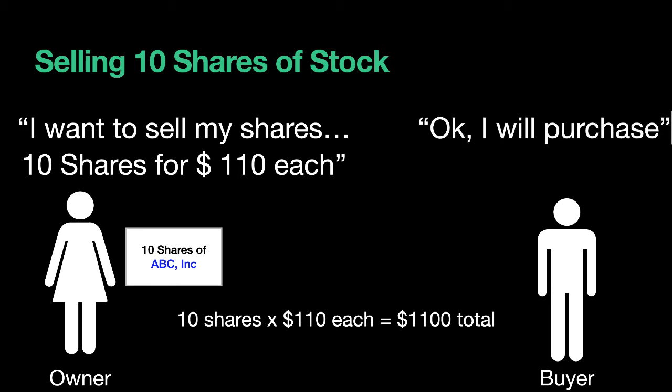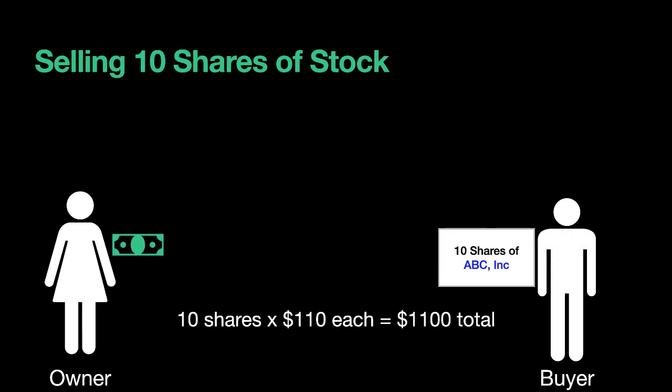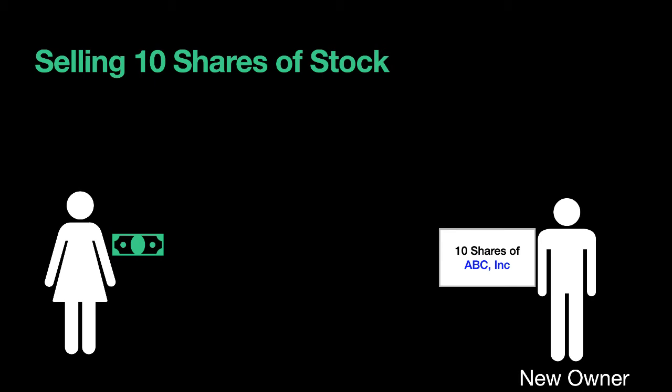And so a buyer is going to come along and they're going to say, yeah, you know what, I'll purchase them. They're going to pay the money and they're going to receive the 10 shares of ABC Incorporated. Now, why would they do that? Why would the buyer do this? Well, it's because their thought process tells them that ABC Incorporated is doing extremely well. They're being more profitable. And so they want to own the company because they think in the longer term, the value is going to go up.